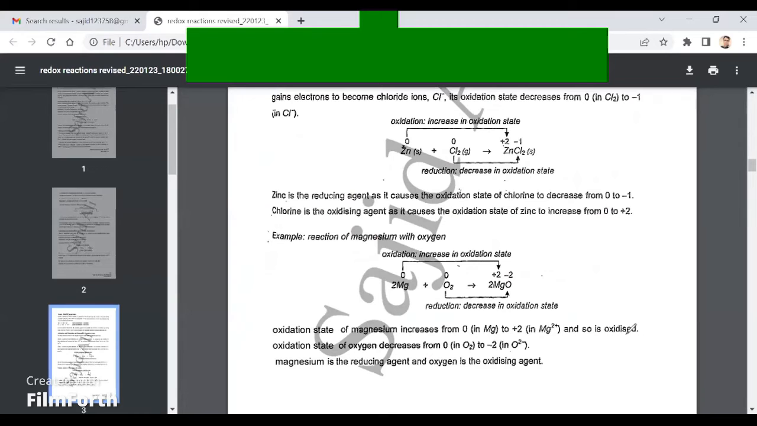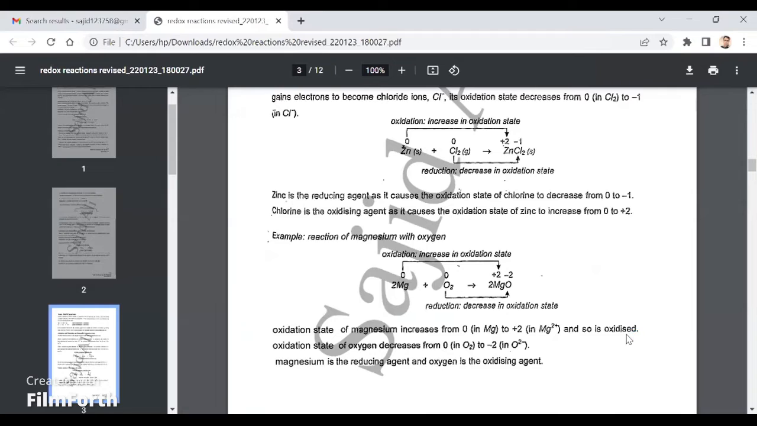Look at this, beta. Here you can see the reaction of magnesium with oxygen. Oxidation state of magnesium increases from 0 to +2 due to loss of electrons. It has been oxidized. Its oxidation state has increased, whereas oxygen has gained 2 electrons to form O2 minus ion. So that is the decrease in oxidation state, and we call it reduction. So magnesium has undergone oxidation by the loss of electrons, and oxygen has undergone reduction by the gain of electrons. Magnesium is acting as a reducing agent, whereas oxygen is acting as an oxidizing agent.